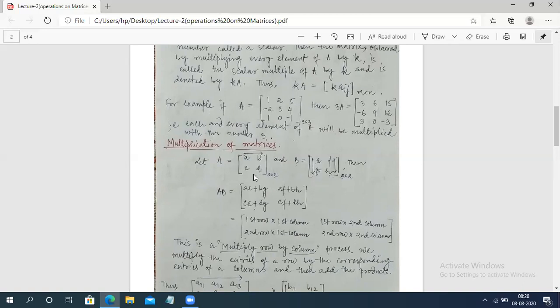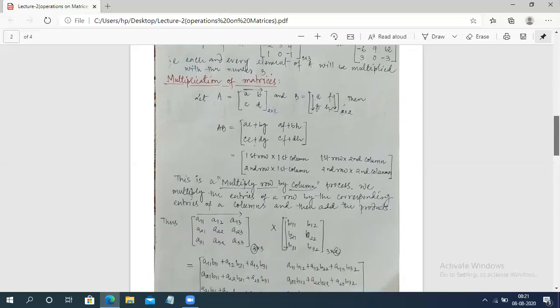Now come to the second row. C into E plus D into G. We will get CE plus DG. And then again, the second row with the second column, that is C into F plus D into H. That means the first row into the first column, and the first row into the second column. Then the second row with the first column, and the second row into the second column.